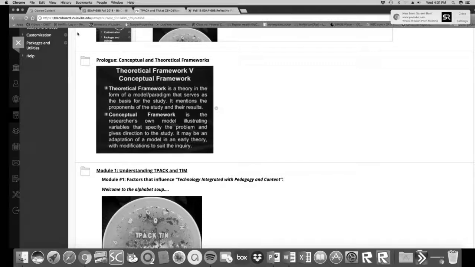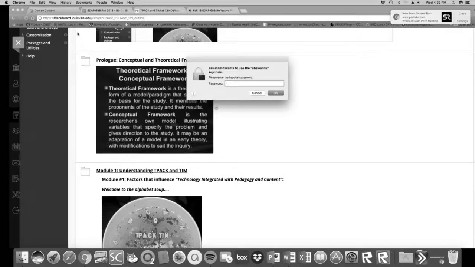A conceptual framework is the researcher's own model. In other words, it is something that a group of people, a university, a group of researchers have come up with that they use that is very specific about the problem, and it gives direction to understanding the problem within the study. It may be an adoption of an earlier theory. Usually it is something where someone has looked at it and made their twist and their turns on it. In other classes that you may have had with me, like 587, we talk about the knowledge building principles. That's very much a theoretical framework. There is a conceptual framework for the College of Education that was used as a way of guiding what we do in classes.